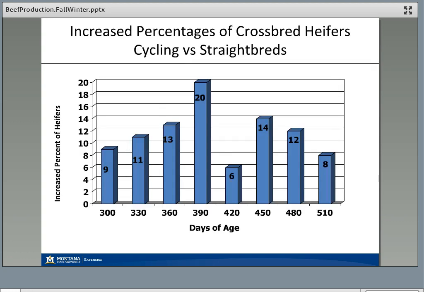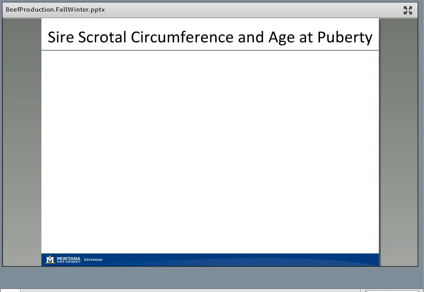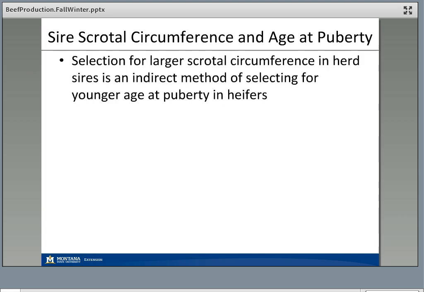And as promised, we revisit this idea of sire scrotal circumference. So selection for larger scrotal circumference in herd sires is an indirect method of selecting for younger age at puberty in heifers. Okay, and so if we look here at this graph, it shows us the Angus scrotal circumference genetic trend by birth year. And so you can see as we bop along here, can you see that in the late 80s and early 90s is when we made the discovery that scrotal circumference and heifer age at puberty were related to one another?